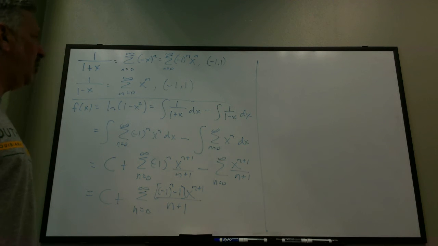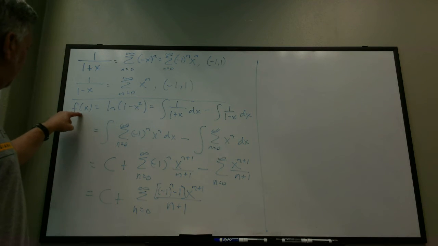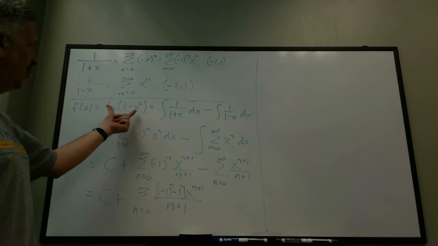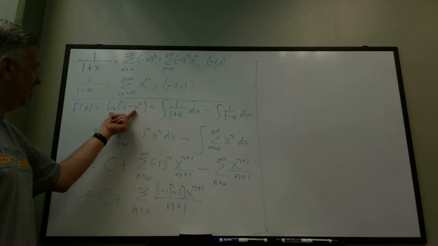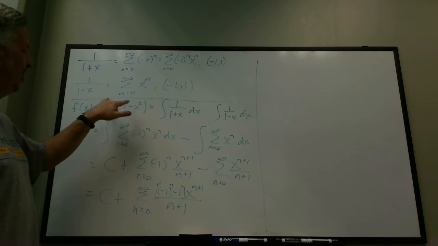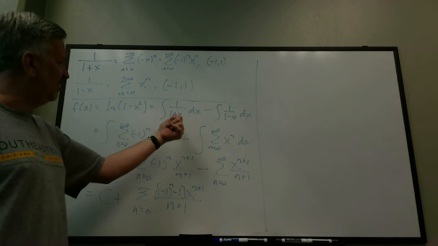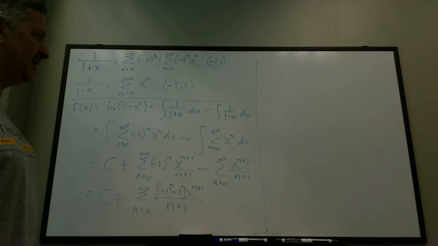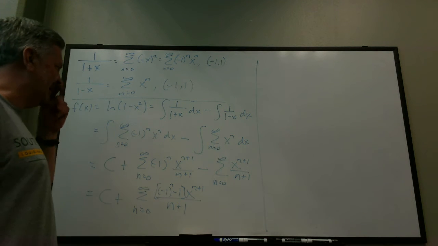Okay, so then the question was, consider the function f of x as natural log of 1 minus x squared. Notice this doesn't look like the examples we did in class where you could write it in a over 1 minus r form. You're not going to get that. But they told you that this function is equal to the integral of 1 over 1 plus x minus the integral of 1 over 1 minus x. And we sort of checked that to see that that made sense.